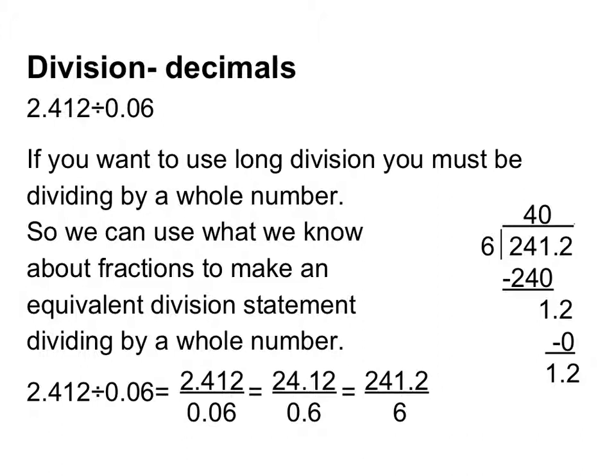Now I'm looking at the tenths place. So I'm looking at the 1 and the 2. 6 goes into 12 exactly 2 times. So we put the 2 up top. Then 2 times 6, we multiply that back down. We subtract and we end up with 0.